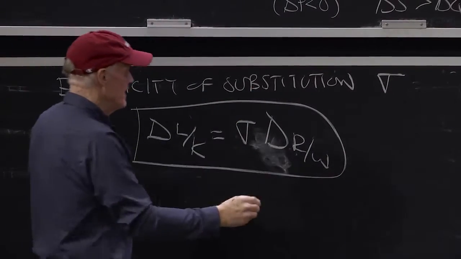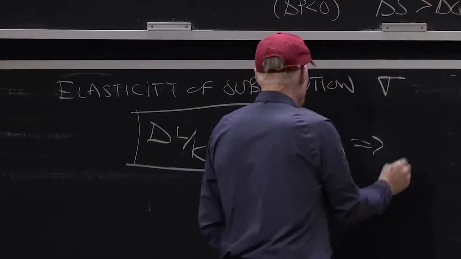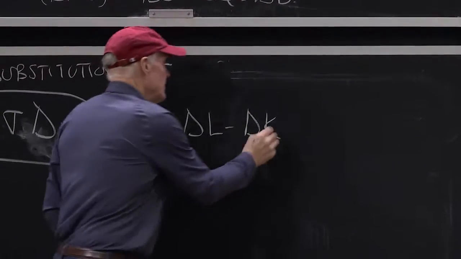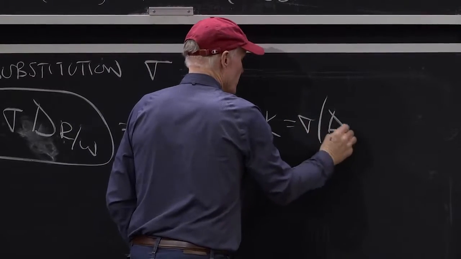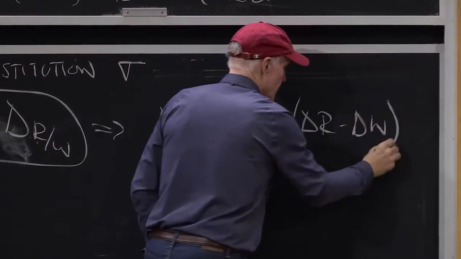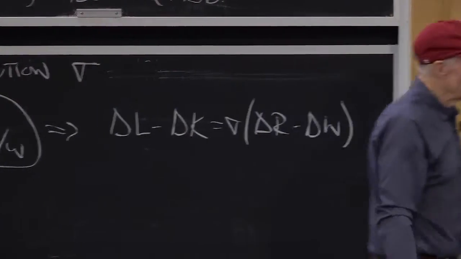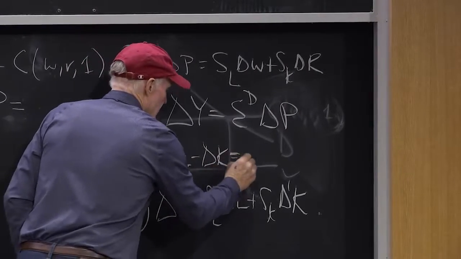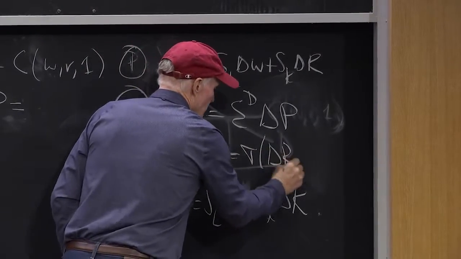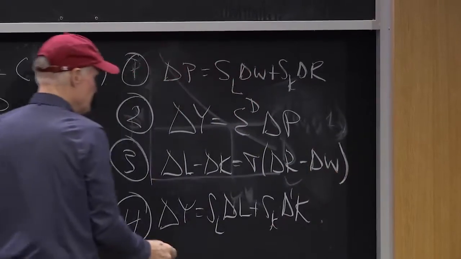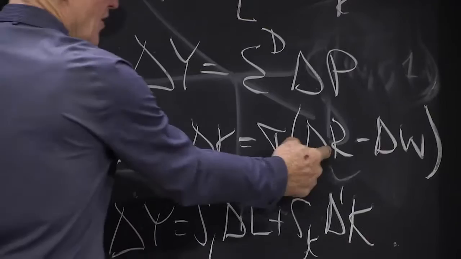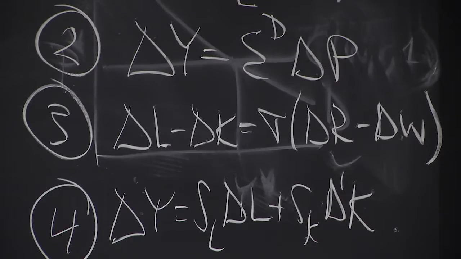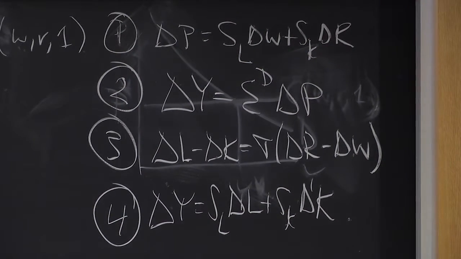So in terms of my notation, this implies delta L minus delta K, which is delta L over K, equals sigma times delta R minus delta W. That's going to be my equation 3. Delta L minus delta K equals sigma times delta R minus delta W. And you notice again, I've got L minus K on this side and R minus W on that side. I've done that same flip, where I'm measuring labor to capital on the left and capital to labor on the right. Okay?